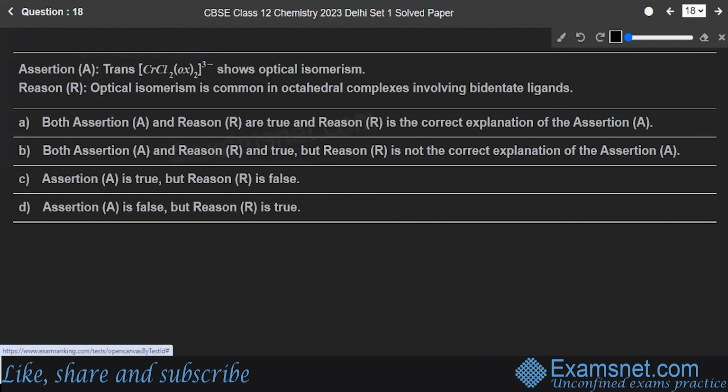Hope you got that. Next is question number 18. Trans CrCl2(ox)2 3 minus shows optical isomerism. The reason says the optical isomerism is common in octahedral complexes involving bidentate ligands.